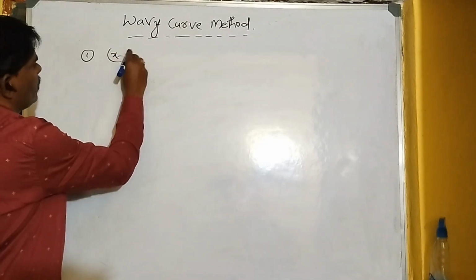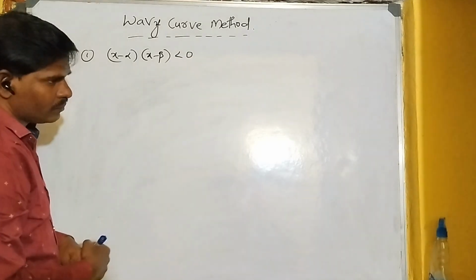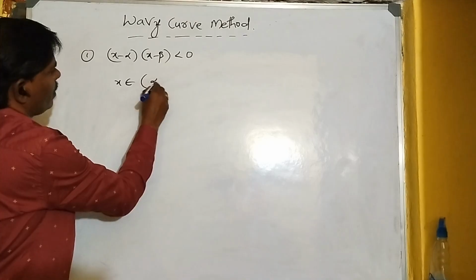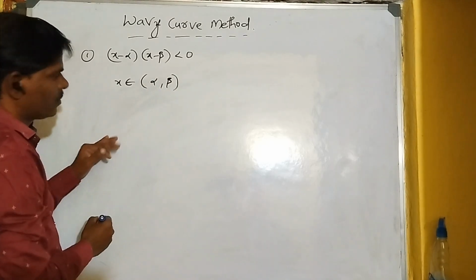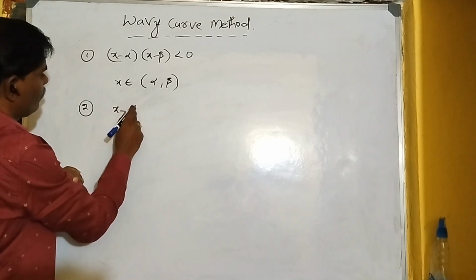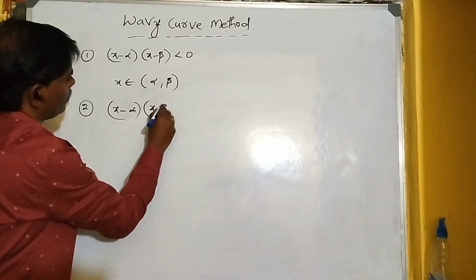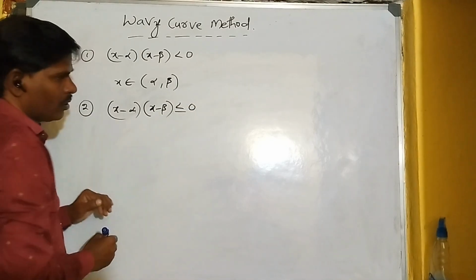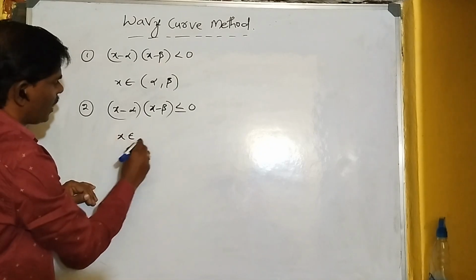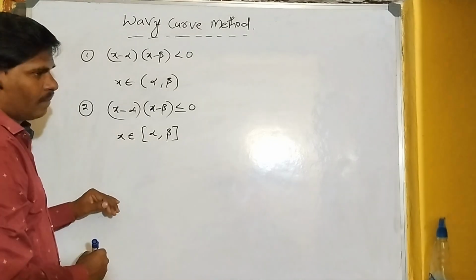The first formula: (x minus alpha) into (x minus beta) less than 0 means x belongs to the open interval alpha comma beta. The second one: (x minus alpha) into (x minus beta) less than or equal to 0. This lies between, so x belongs to the closed interval alpha comma beta.